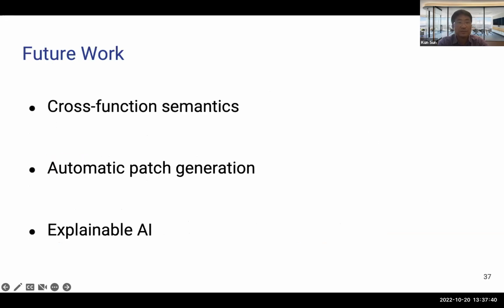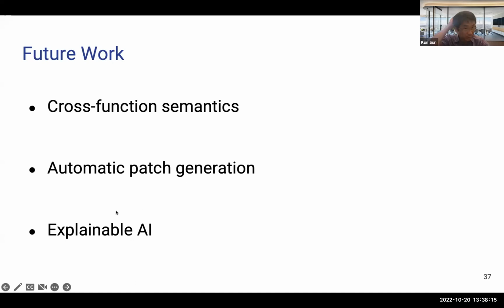So for future work, our current GraphSPD mainly focuses on a single function. So we will consider how to extend it to cross-function. When there's a vulnerability, they need to make changes among multiple functions. How do we deal with those functions? We need to consider the call graph.